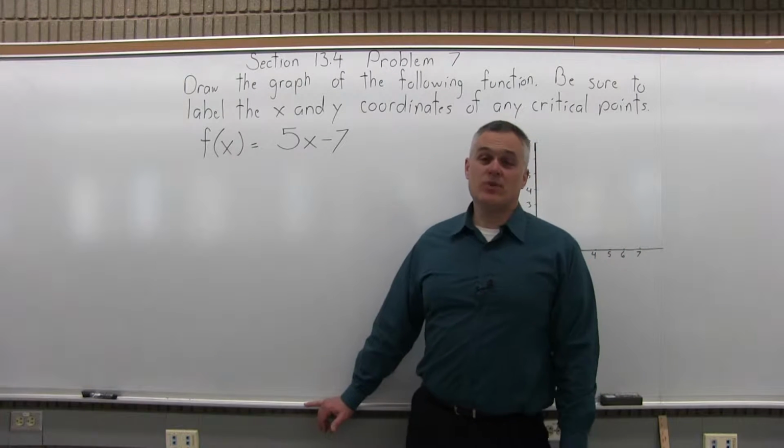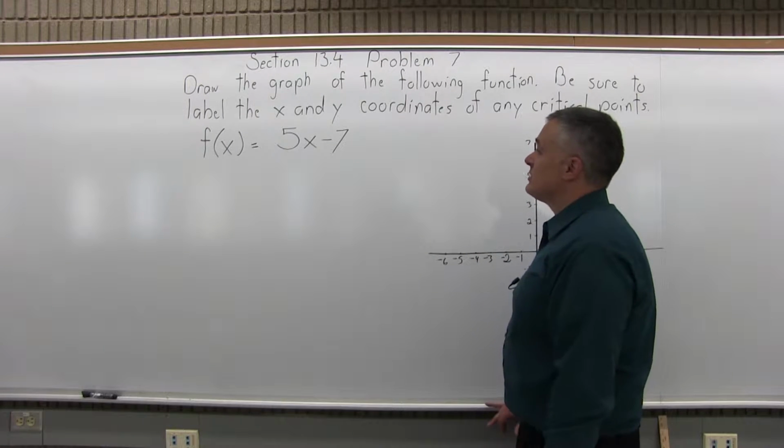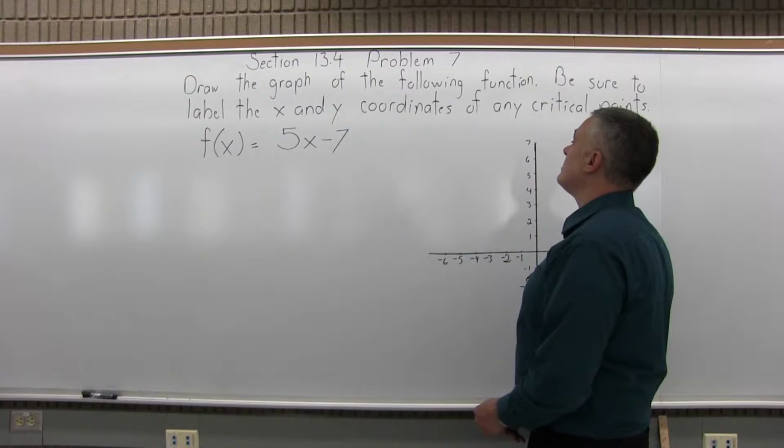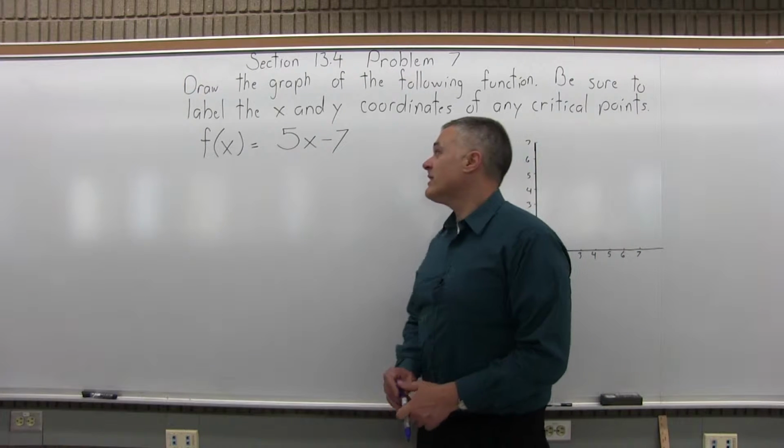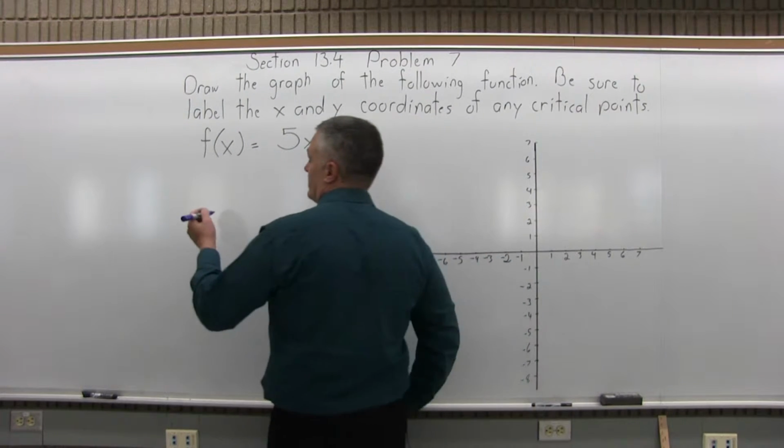This is Section 13.4, problem number 7. It says, draw the graph of the following function. Be sure to label the x and y coordinates of any critical points. And the graph is f of x equals 5x minus 7. So this is a 7-step process.